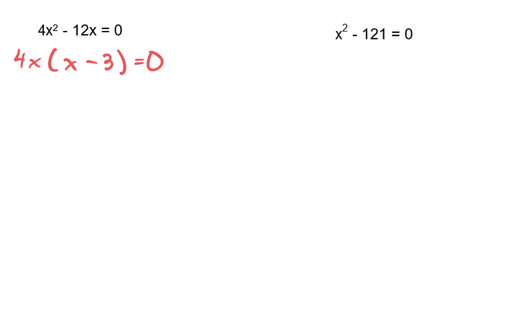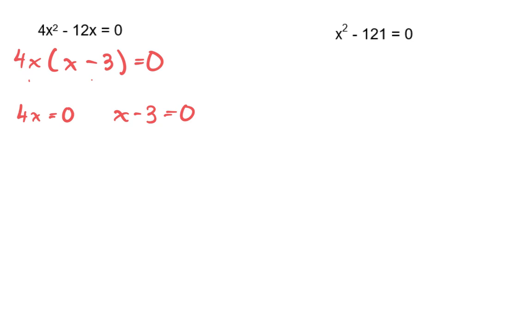And this is now in fully factored form. We can't factor that thing inside the brackets anymore. So we have it in factored form as something times something equals 0. We're going to set each of our factors equal to 0. So 4x equals 0 and x minus 3 equals 0. And then we're going to solve both of these for x.